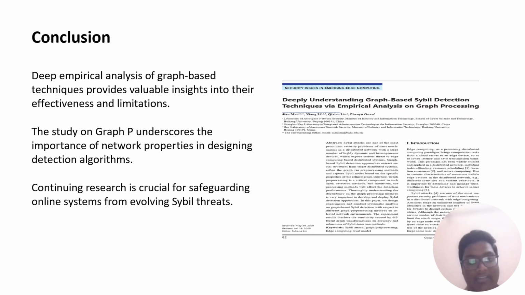Deep empirical analysis, and the conclusion. Deep empirical analysis of graph-based techniques provides valuable insights into their effectiveness and limitations. The study on graph P underscores the importance of network properties in designing detection algorithms. Continuing research is crucial for safeguarding online systems from evolving Sybil threats.